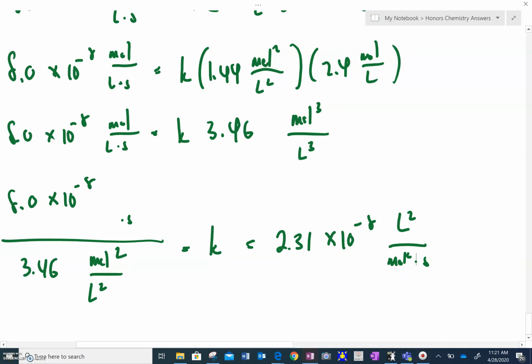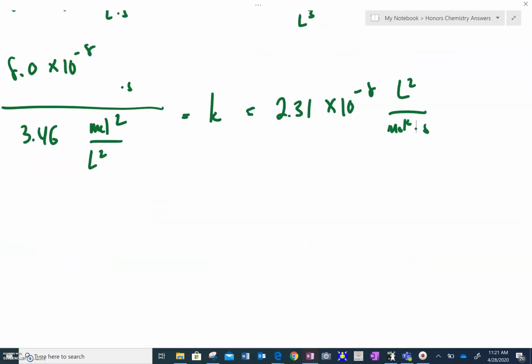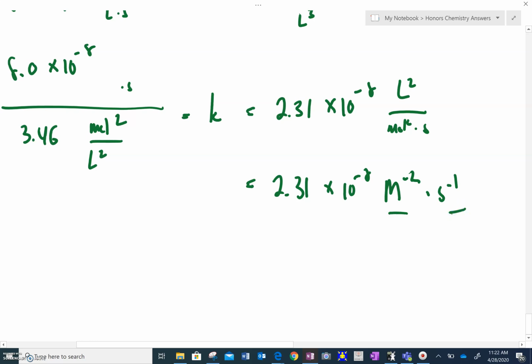There's lots of ways that you could rewrite these units. Your textbook is going to say 2.31 times 10 to the negative 8 liters squared over moles squared is the same as the inverse of molarity, and so it's going to write it as molarity to the negative 2 times seconds to the negative 1. So this is the square of the inverse, and this is just the inverse. I actually like this unit better, but you can write it however you want.